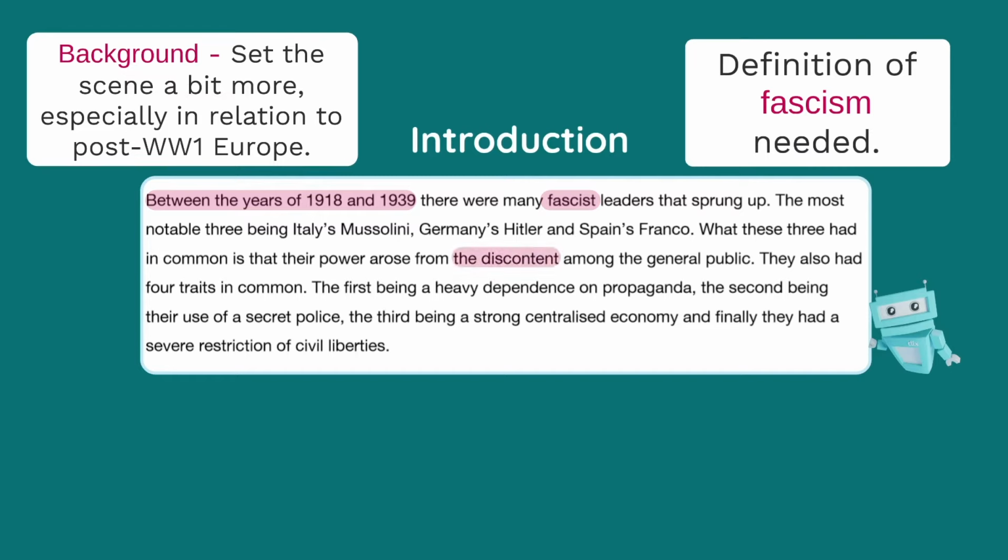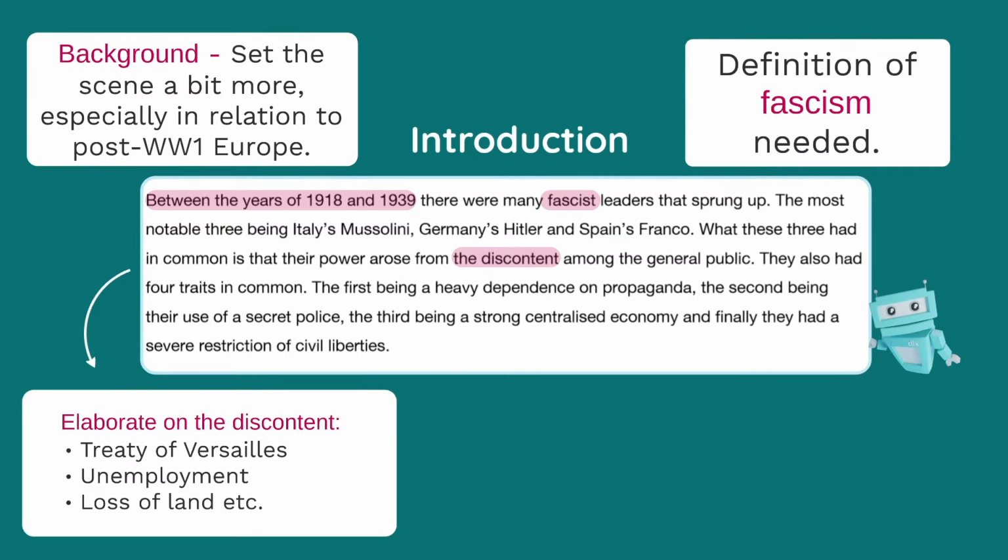Down a little bit, it talks about the discontent that existed. This links back to my first point about post-World War I Europe. The main reason that fascism was able to arise after World War I was because of this discontent. So that needs to be elaborated on a little bit more there.